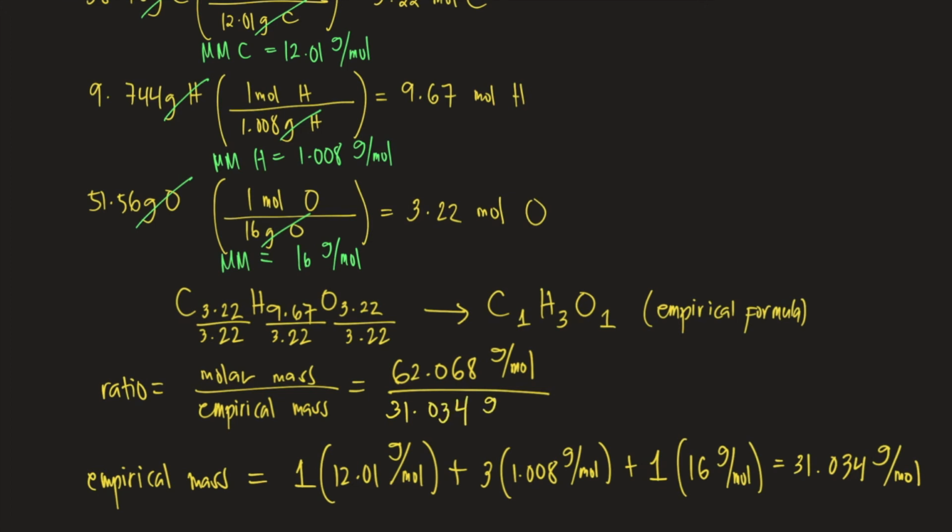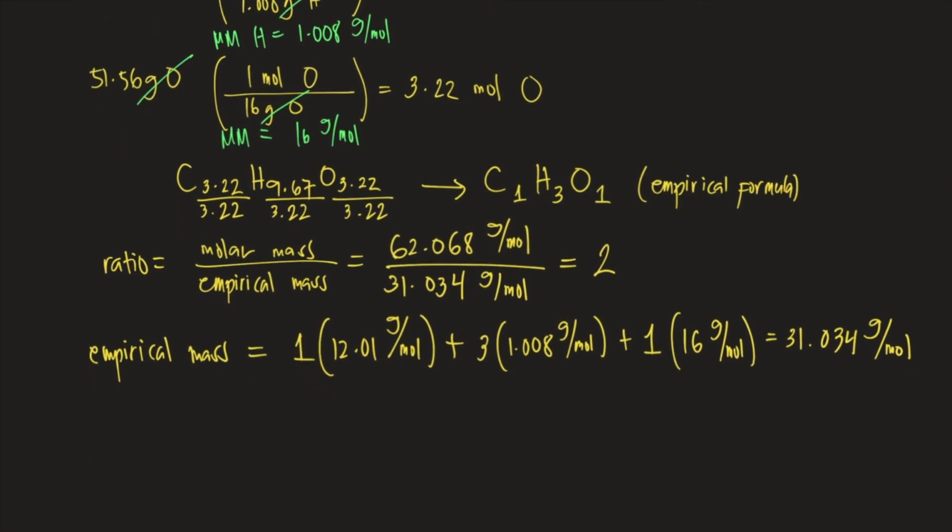So let's plug this number into the formula for the ratio, 31.034 grams per mole. If we solve for the ratio, that is 62.068 divided by 31.034, which is equal to 2. So the ratio between the molar mass and the empirical mass is 2. How do we use this ratio to determine the molecular formula?